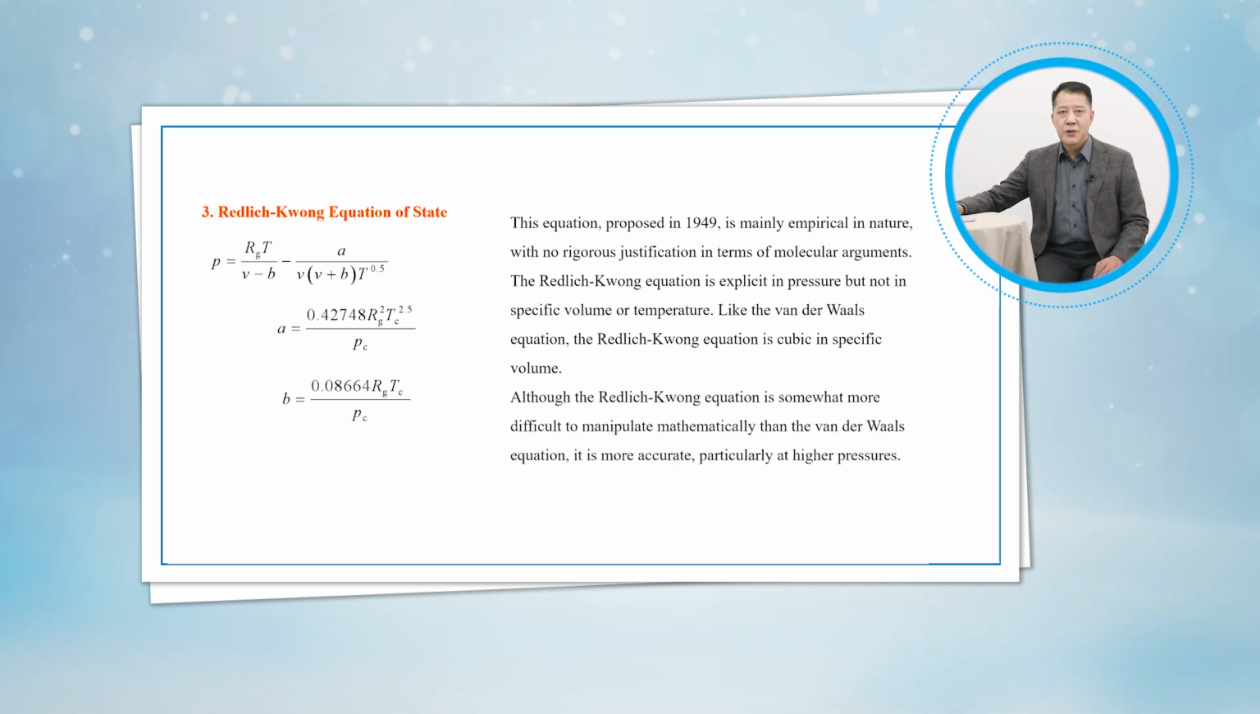Although the RK equation is somewhat more difficult to manipulate mathematically than the van der Waals equation, it is more accurate, particularly at higher pressures. The fourth one is the BWR equation of state. Benedict, Webb, and Rubin extended the Beattie-Bridgeman equation in 1940 by raising the number of constants to 8.